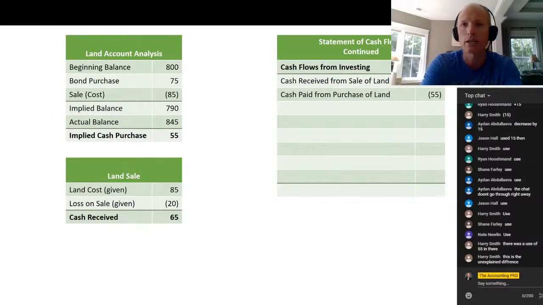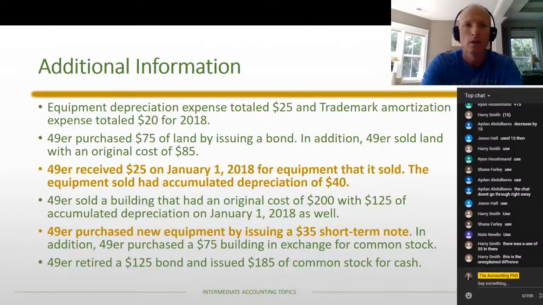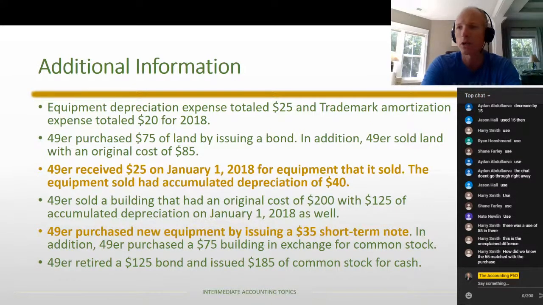All right, the next one is the equipment. And so there's two places where we find information on the equipment. First, we can see that they received $25 for equipment that it sold. And we can also see that when the equipment was sold, it had accumulated depreciation of $40.